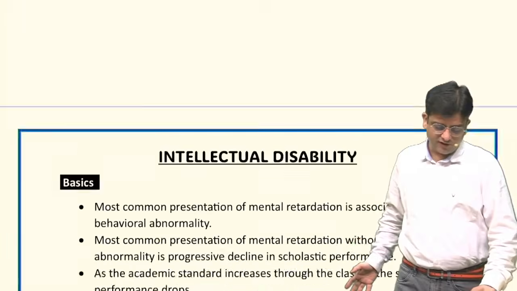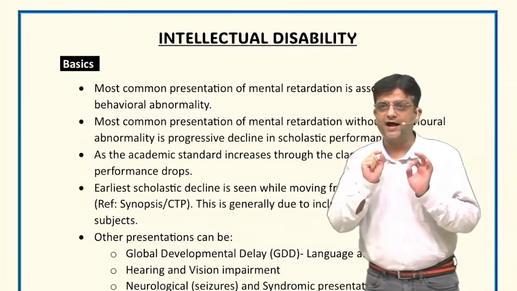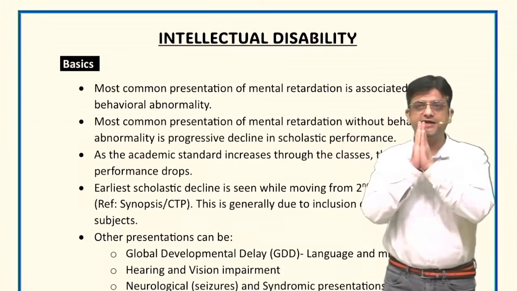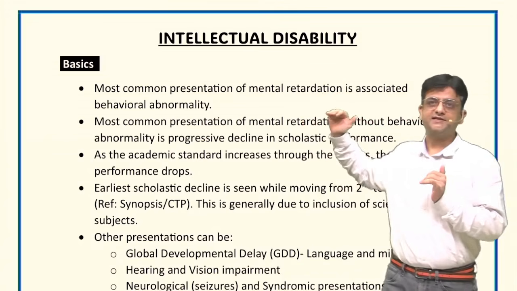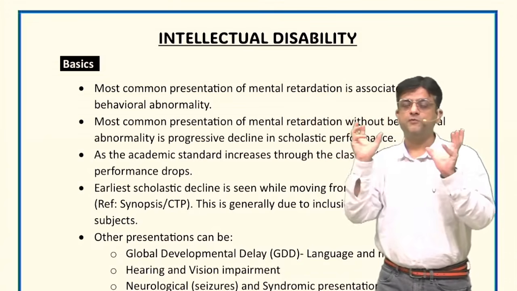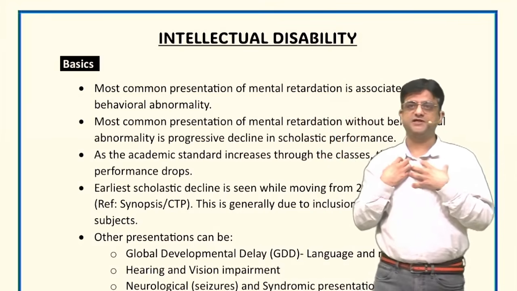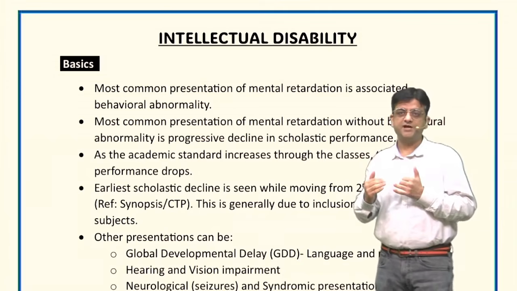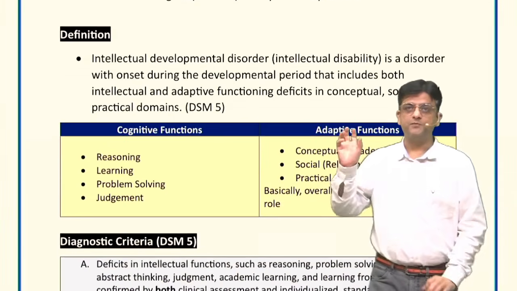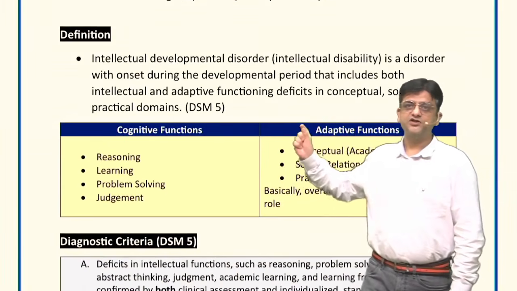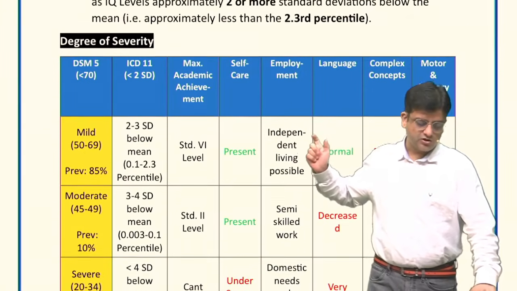Let me give you a quick look at what these notes are. When you have to read intellectual disability from textbooks, you have to remember certain basic points, like the most common presentation of mental retardation is a behavioral abnormality with which the child presents to us. How do you deal with that behavioral abnormality? How do you categorize intellectual disability? Proper charts, proper cognitive function assessment, adaptive functioning. It has everything from DSM criteria to degree of severity.